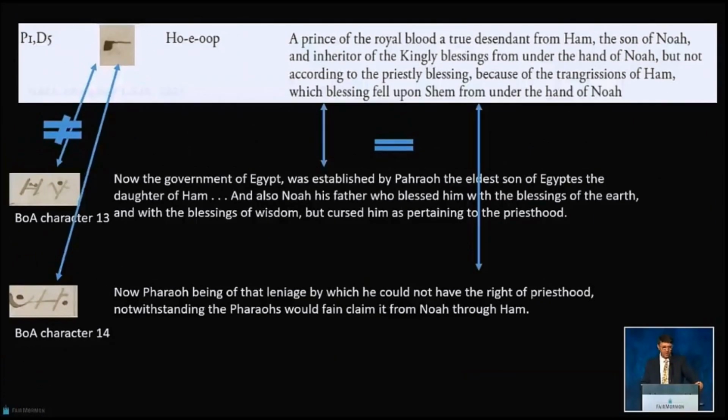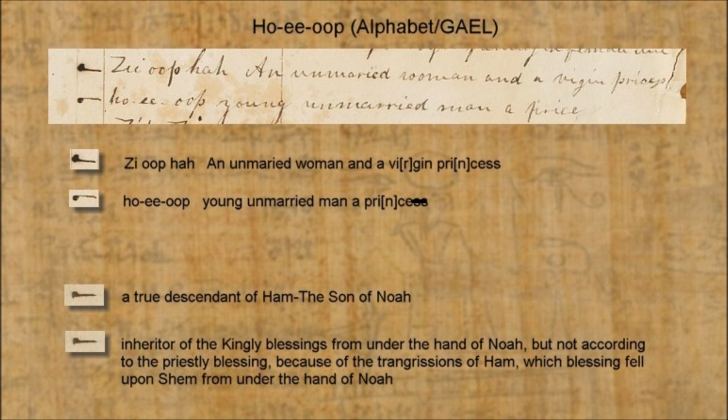The top character, Ho-i-oop, began simply as a reference to a prince, which in the alphabets followed a mirror image of the character defined as princess. As Ho-i-oop developed in the Gale, it was mentioned in the 4th degree that the prince was a true descendant of Ham, the son of Noah, and in the 5th degree that this prince was an inheritor of the kingly blessings from under the hand of Noah, but not according to the priestly blessing, because of the transgressions of Ham, which blessing fell upon Shem from under the hand of Noah.